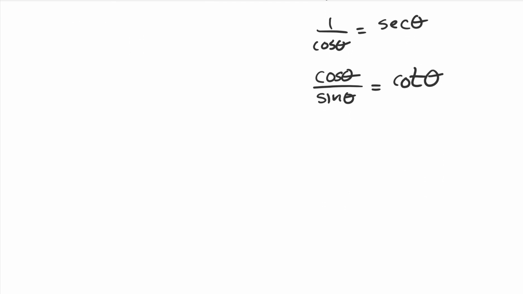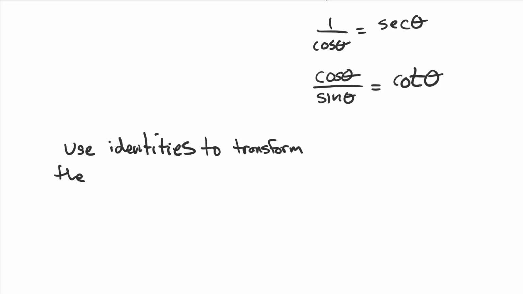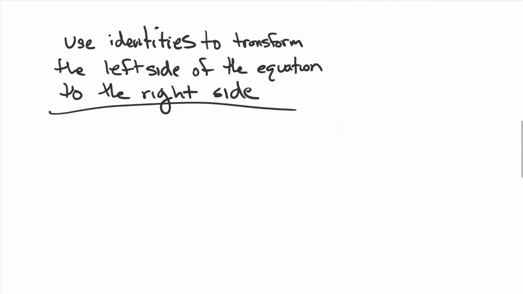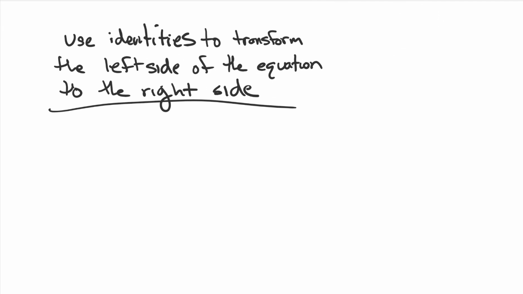Now, here it is. We want to use identities. This is the wording: use our trig identities to transform the left side of the equation to the right side. So this would be your lead in. This is what it's going to ask you to do. And I'm basically doing the problem right before your problem in your homework.